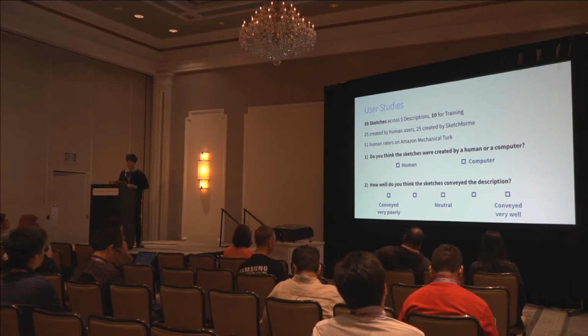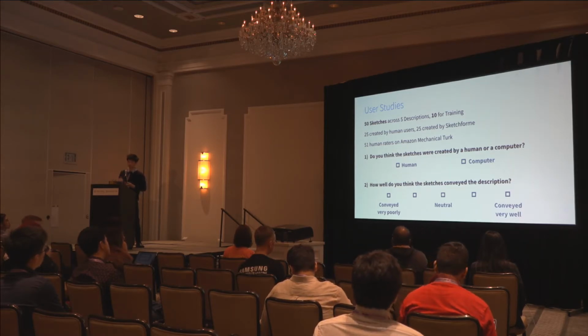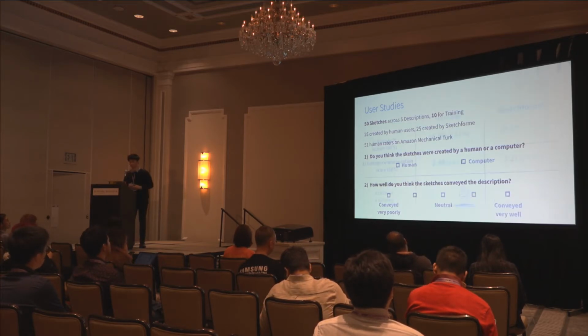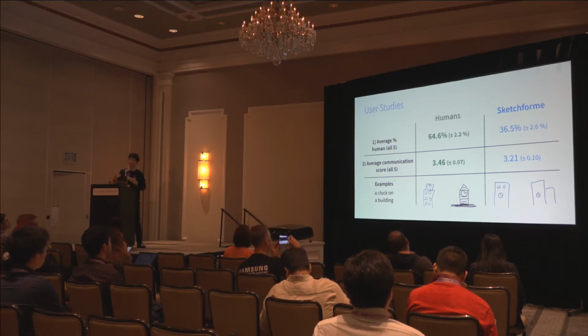The first is a Turing-style test, probing the realism of the sketches. And the second one is a 5-point Likert scale question, asking them how well the sketches conveyed the message. So for both questions, actually, human-generated sketches perform significantly better than Sketchforme-generated sketches.